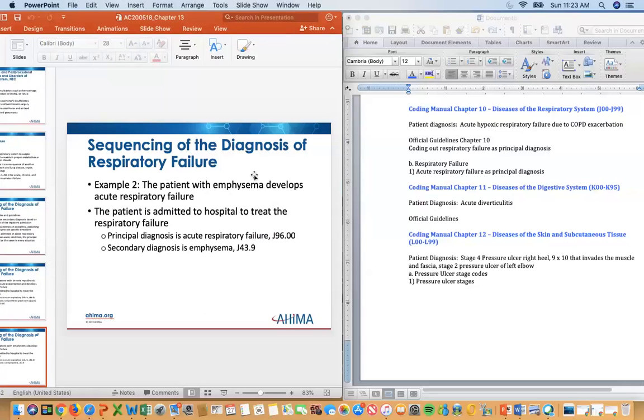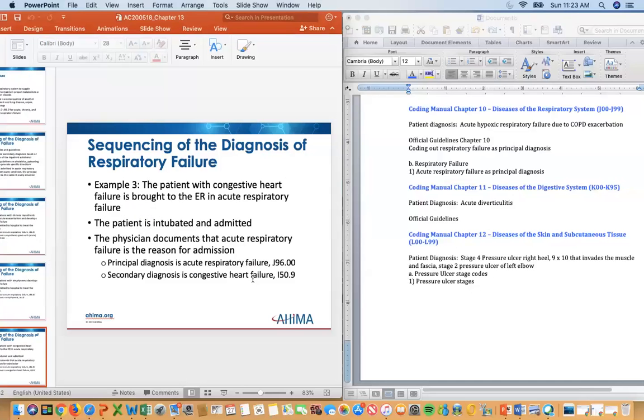Here's one. The patient with emphysema develops acute respiratory failure. So let's just say the patient is admitted to the hospital to treat the respiratory failure. Your principal diagnosis is the acute respiratory failure. Secondary diagnosis is emphysema. Sequencing, that's still on sequencing of diagnosis.